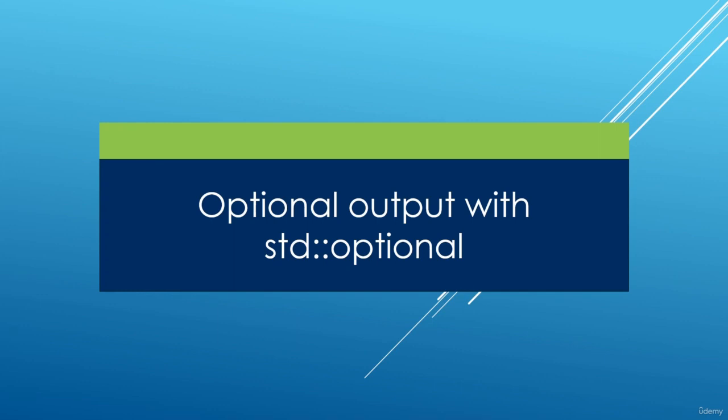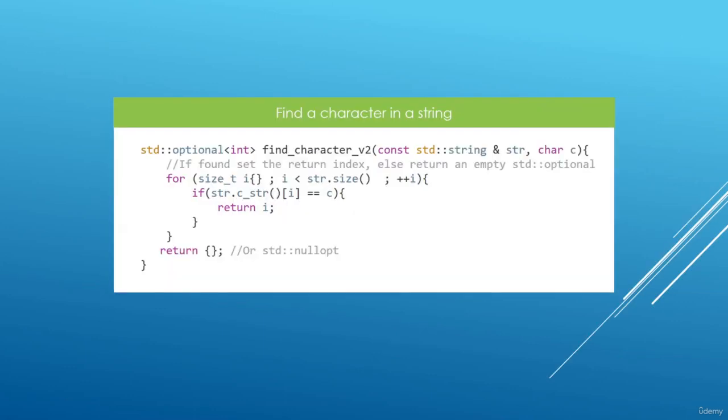In this lecture, we're going to see how we can handle optional output from functions using std::optional. And we're going to jump straight into an example on how we can do that. This is going to be an adaptation on the function we have used before to find a character in a string, and we're going to adapt it to use std::optional.